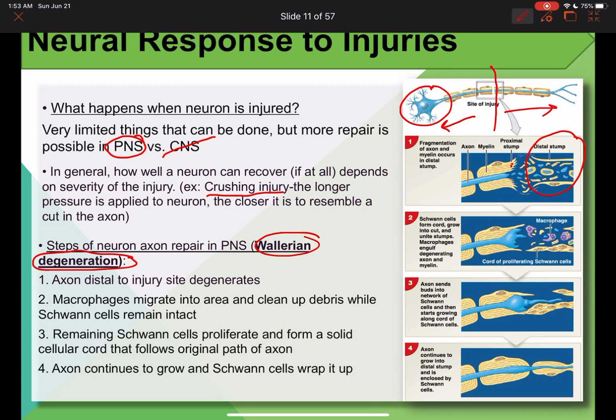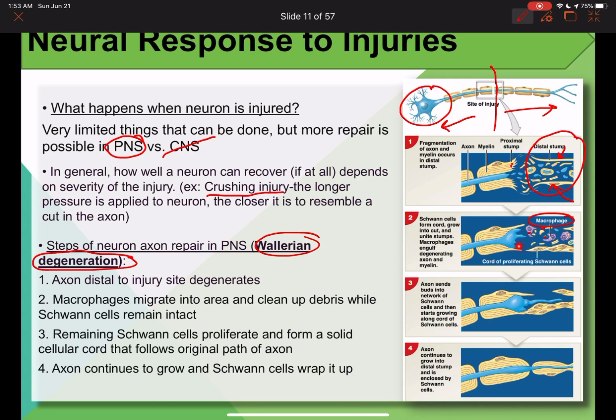Now, what stays intact within the distal stump are the Schwann cells. So this is a Schwann cell right here that's remaining intact, and a Schwann cell right there that's remaining intact. And then the macrophage is going to come in here and start chewing up all the debris that's in the area, sort of phagocytose any waste material that is no longer necessary. And the Schwann cells that have remained intact in the beginning in step 1 here will start to proliferate.